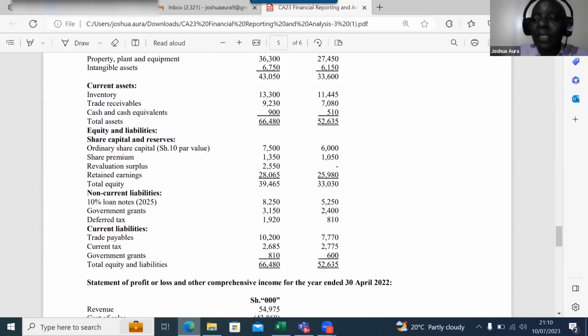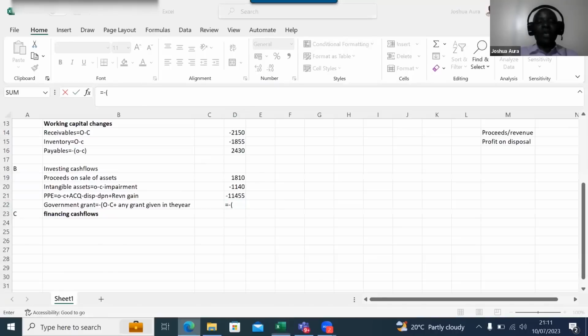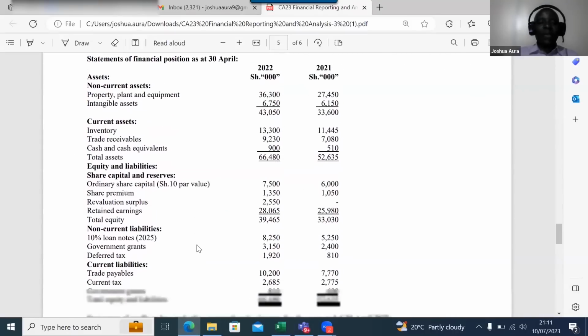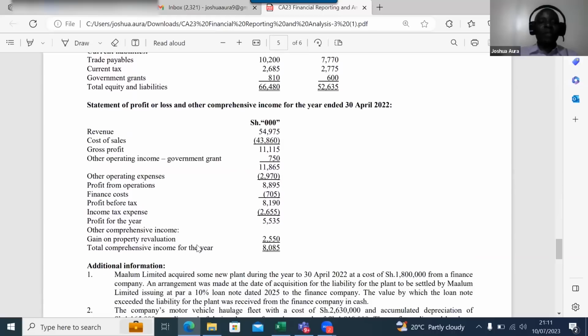And then now, ladies and gentlemen, you will say plus. Remember, you received some government grant in the year. How much did you receive in the year as government grant? You were given some money. You remember this other operating income, government grant of 750.